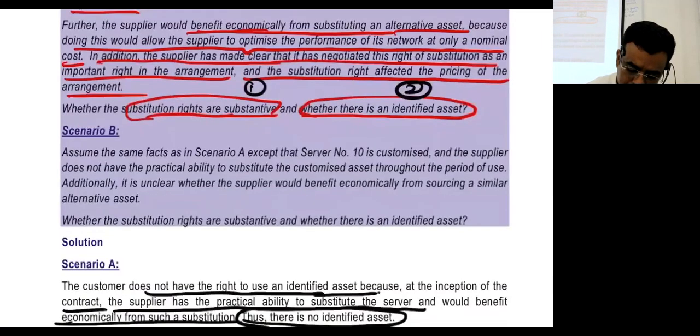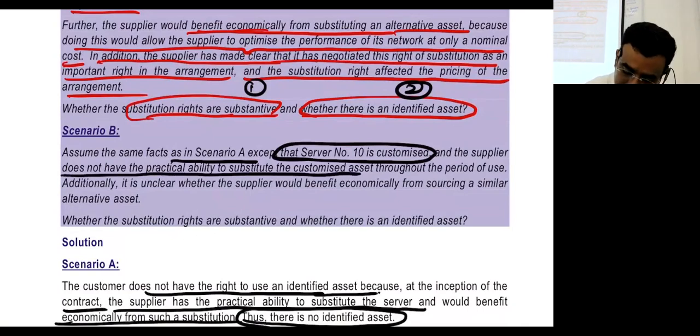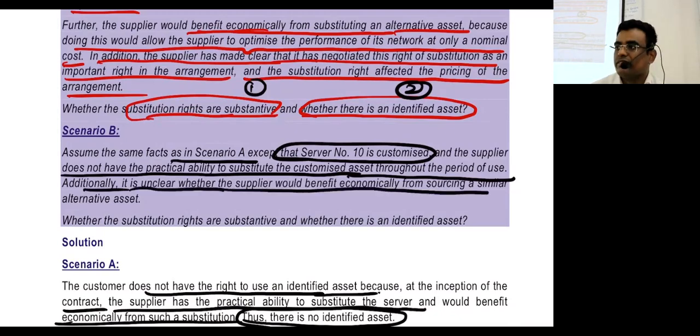Scenario B. Assume the same facts as scenario A, except server number 10 is customized and the supplier does not have a practical ability to substitute. If customized, can we change that server? No, we can't. Next, the supplier does not have a practical ability to substitute the customized asset throughout the period of use. So the condition is not satisfied. The substantive right to substitute is not satisfied. If it is not satisfied, then it is a lease. Additionally, it is unclear whether the supplier would benefit economically.